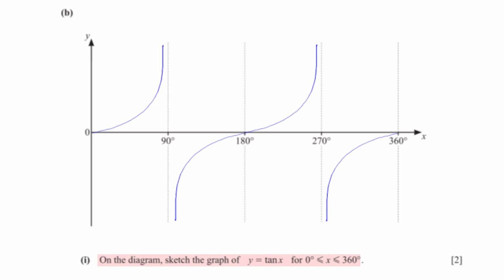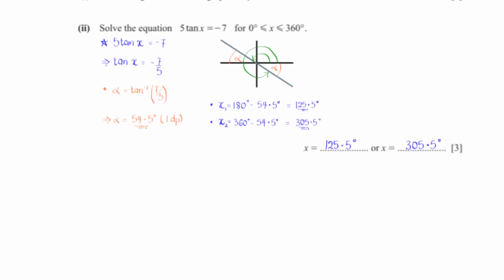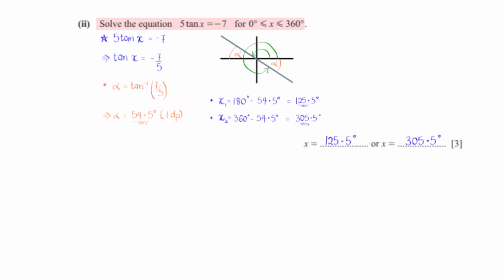On the diagram, sketch the graph of y is equal to tan x for x is greater than and equal to 0 degrees and less than and equal to 360 degrees. The graph of y is equal to tan x has been sketched on the diagram. Solve the equation 5 tan x is equal to negative 7 for x is greater than and equal to 0 degrees and less than and equal to 360 degrees.